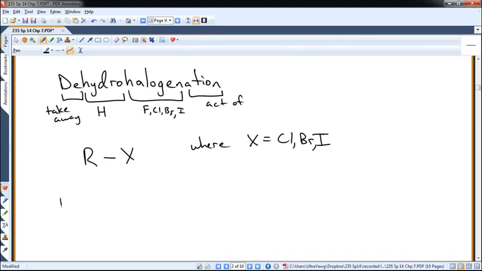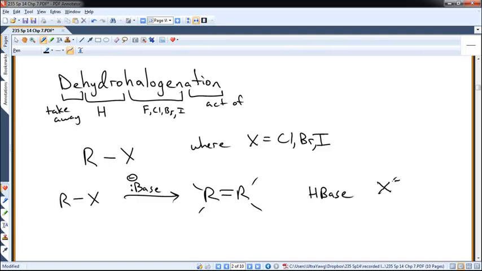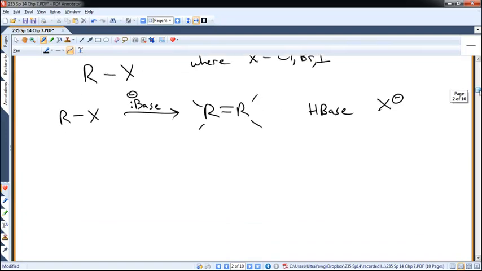Okay, I'm going to add R-X and a base, a relatively strong base, so I will use a base with a lone pair of electrons and a negative charge to indicate strong base, and I'll end up with R double bonded to an R, right? It gives me an alkene as the product. And technically I would also end up with H-base and then X minus. Okay. Alright, so that's nice and generic. Let's use something that's some real stuff.